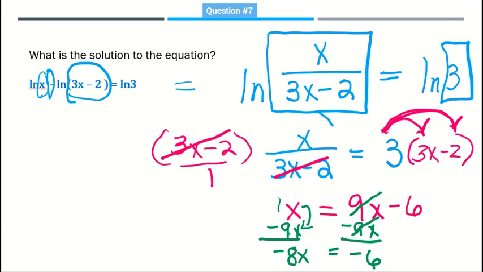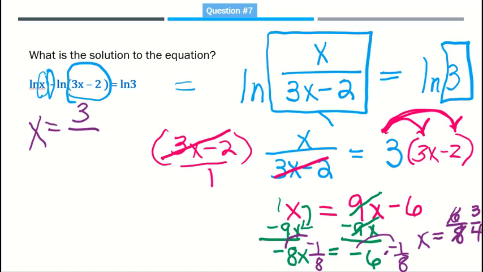Alright, the next step is to divide both sides by negative 8, or multiply by negative 1/8. Those two negatives will cancel out, and you're just left with x on the left equals, don't forget to multiply this side by negative 1/8 or divide by negative 8, however you want to look at that. Two negatives make a positive, and we get 6/8. All we have to do is reduce that, dividing the top and the bottom by 2, and we get 3/4. So x is equal to 3/4.